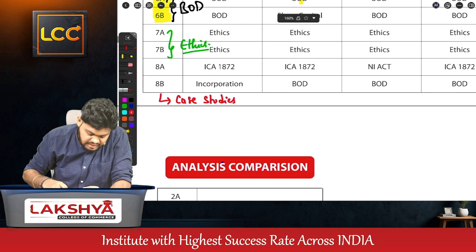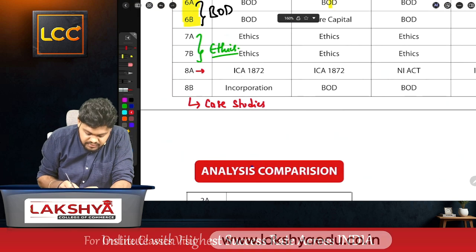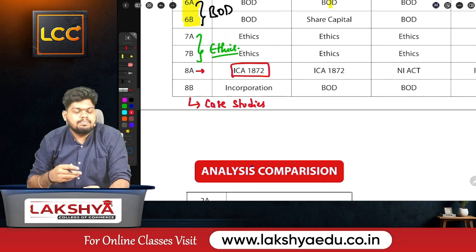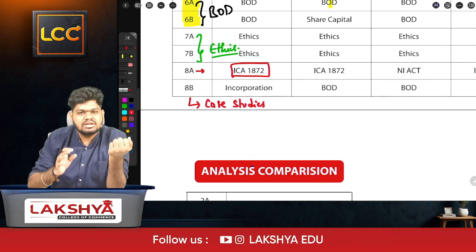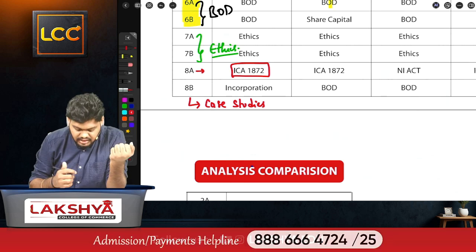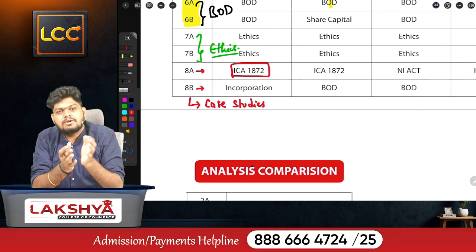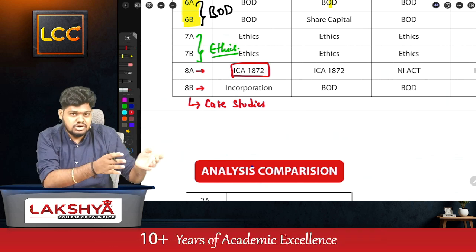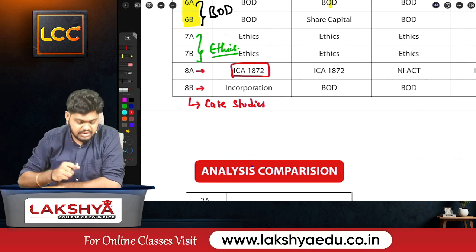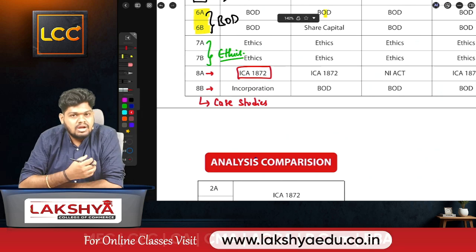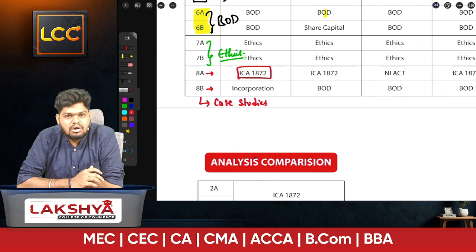And question number 8A has always been your Indian Contract Act. That may be either your special contract or your generalized contract. It is always from the Contract Act. 8B is always from the Companies Act, sometimes from the general provisions, or sometimes from the special topic of Board of Directors. But it's always been from the Companies Act as well as the Contract Act.